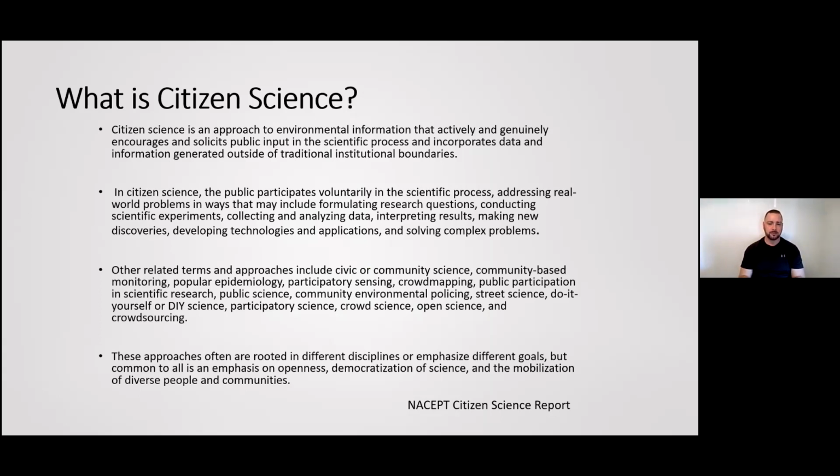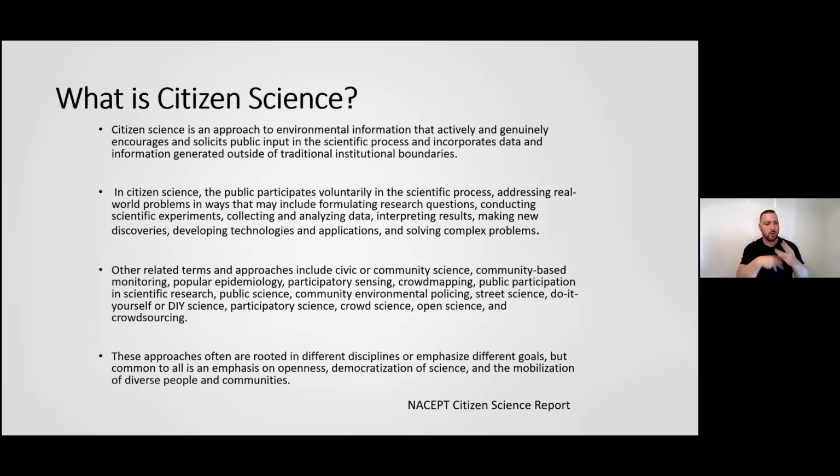And so citizen science is an approach to get environmental information and solicit public input. You have different types of citizen science: civic science, community science, community-based monitoring, popular epidemiology, participatory sensing, crowd mapping, which I'll talk about a little bit, public participation in scientific research, public science. So there are some different names for it. But really, it's about getting folks engaged to collect data. Data collection is really core to traditional citizen science to address real world problems.